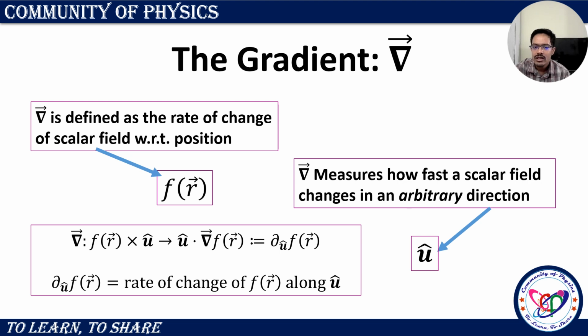The definition goes this way. The gradient takes a scalar field f and the unit vector u hat as an input, and then in the output it gives you u hat dot grad f, which is the rate of change of f along u hat. So that is how the gradient is defined to be the rate of change of f along u hat. Now u hat is an arbitrary direction, therefore the gradient of f itself tells about the rate of change of f in any arbitrarily specified direction.